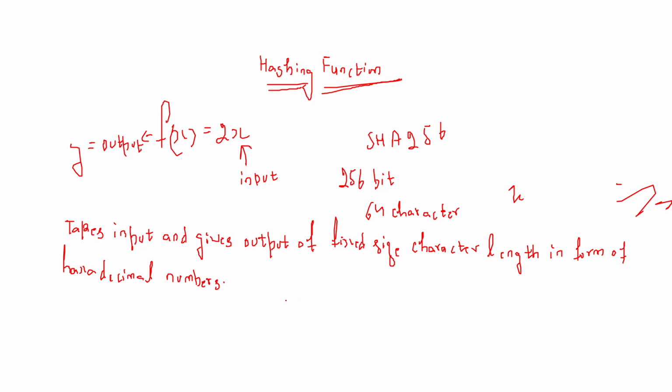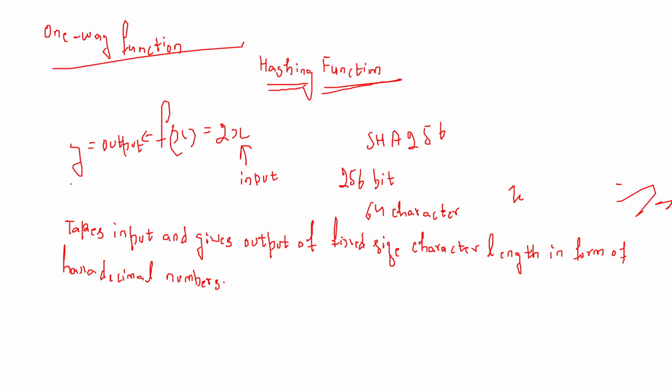This hashing function has very important characteristics, and I will now dive into them. One important characteristic of the hashing function is that it is a one-way function. Now, what is the meaning of one-way function? Let us try to understand.